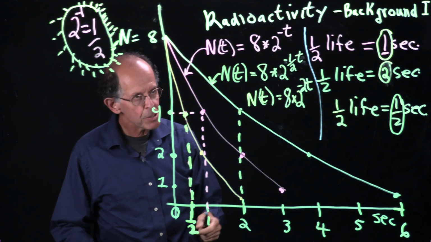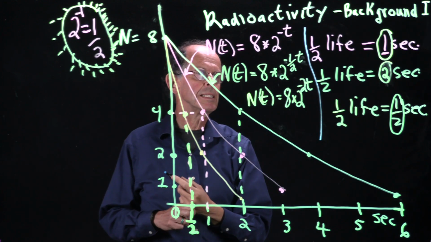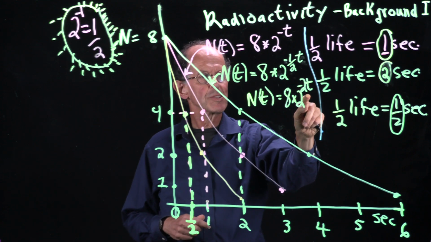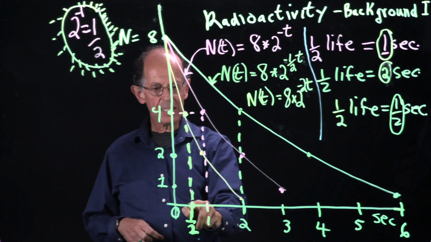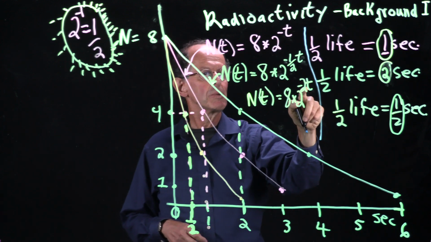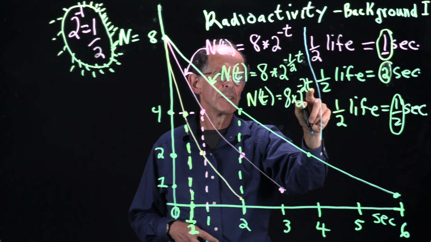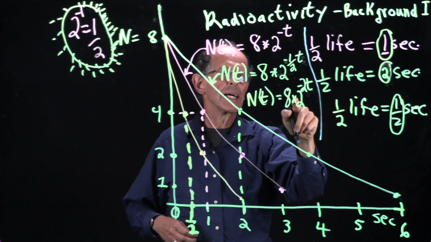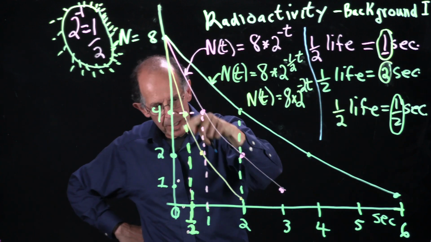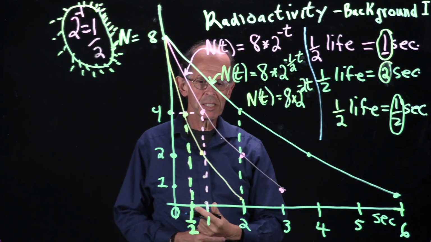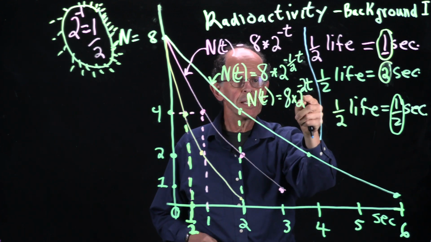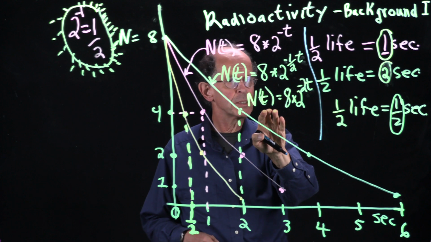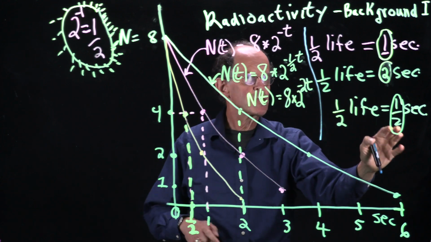Now, the third one is this yellow one here, and it goes fast, and I've made it minus 2t. So at t equals half a second, we got 2 times a half, which is 1, and 8 times a half is 4, and then it goes down from there very, very quickly. The half-life for this fast decaying material is half a second.